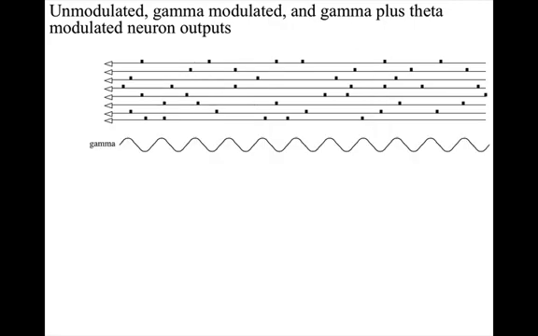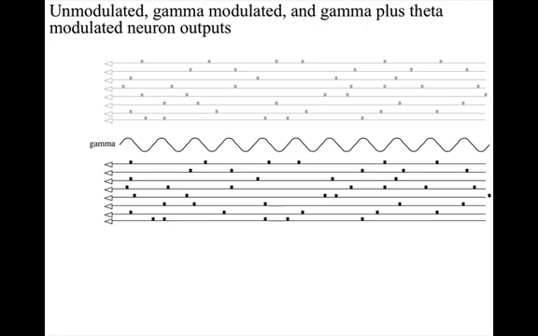But now suppose a gamma band frequency modulation is imposed on the outputs of these neurons. The effect is that there's a rather higher proportion of spikes close to the peaks in the modulation signal, and rather fewer close to the minimums, even though the total number of spikes may be about the same.